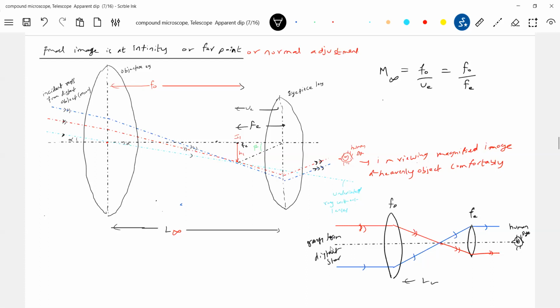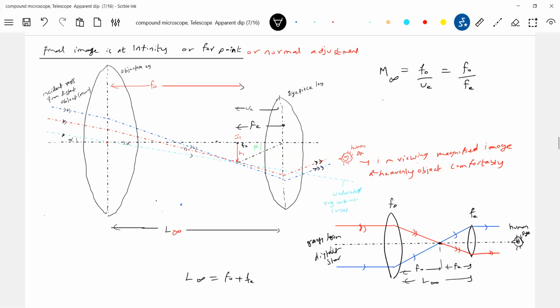There's the length of the tube. This is called normal adjustment. In normal adjustment, this is what happens. So what is the length of the tube? F naught plus Fe. What should this length be equal to? F naught, and this length is equal to Fe. Usually the telescope is always used in normal adjustment, when the final image is at infinity.